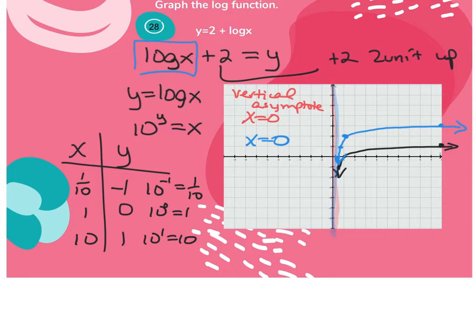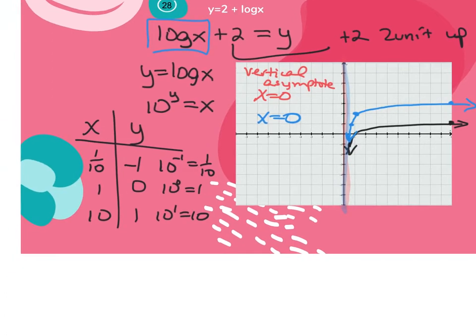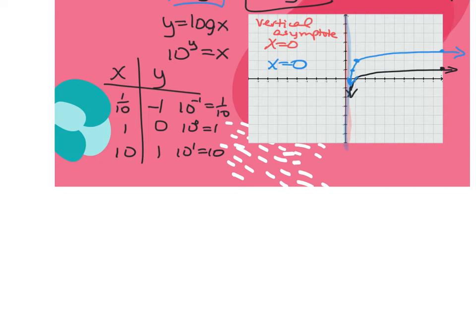Now we have to find the x-intercept. This time, because it's this tiny fraction or tiny decimal, we need to actually do the math here. So in order to find the x-intercept, I am setting y equal to 0.